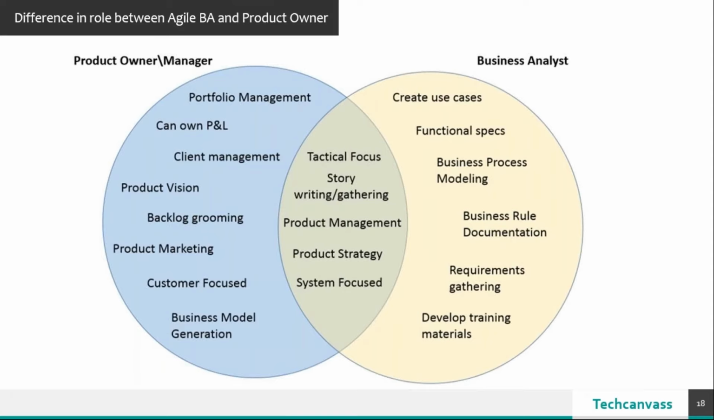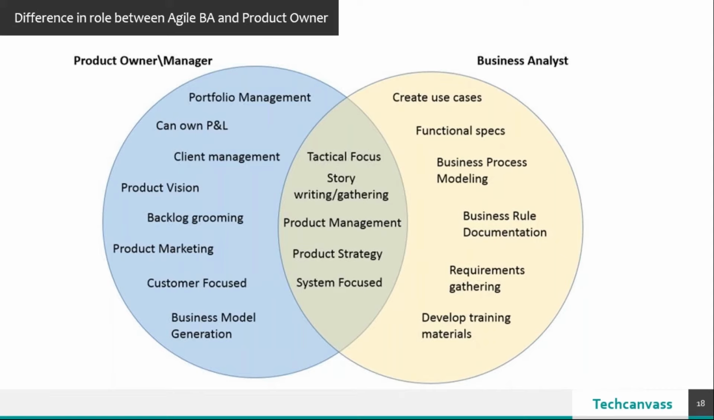And here, if you see, we've just tried to give you a very quick comparison of the different skill sets of a product owner and an agile business analyst, and some of the places where both of the roles actually overlap. Okay. So starting on with the product owner roles. So yes, portfolio management.